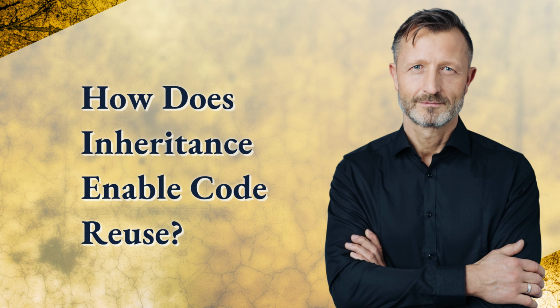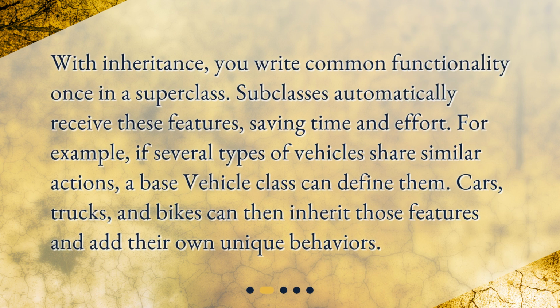How does inheritance enable code reuse? With inheritance, you write common functionality once in a superclass. Subclasses automatically receive these features, saving time and effort. For example, if several types of vehicles share similar actions, a base vehicle class can define them. Cars, trucks, and bikes can then inherit those features and add their own unique behaviors.